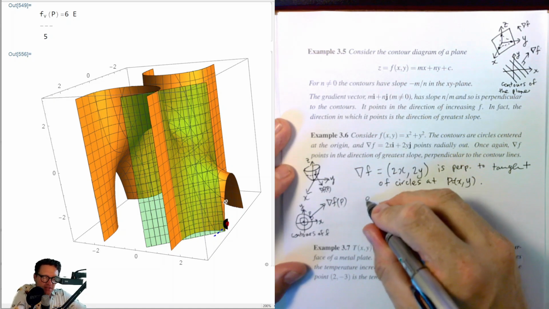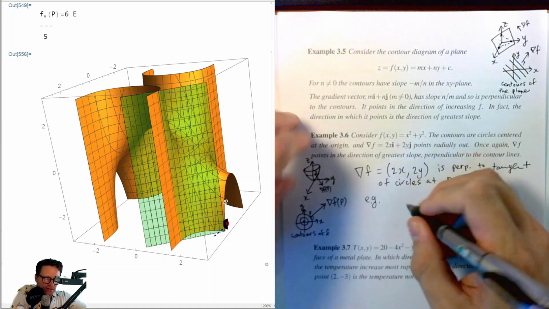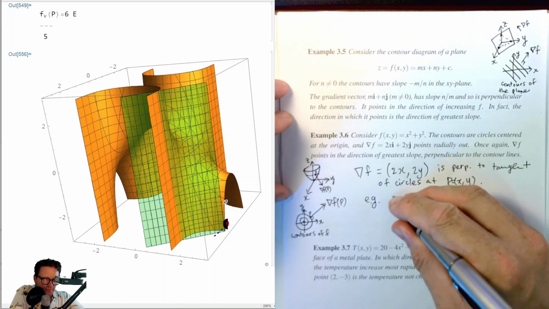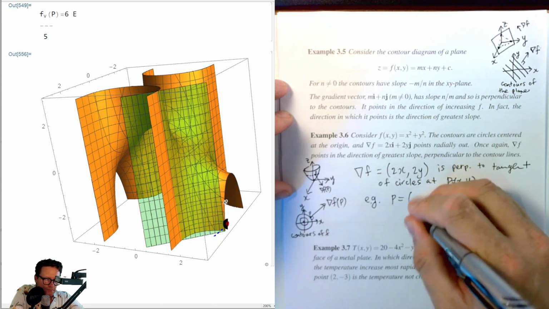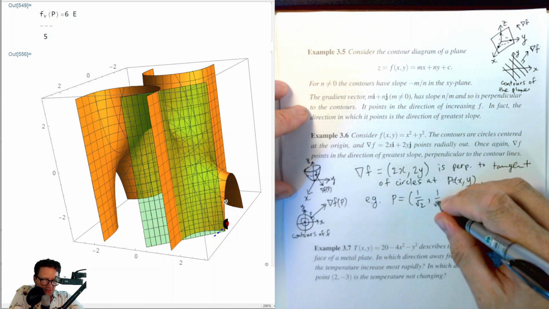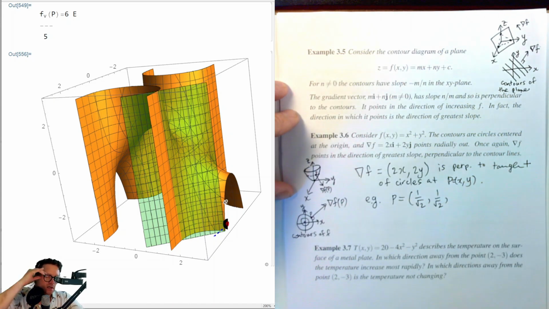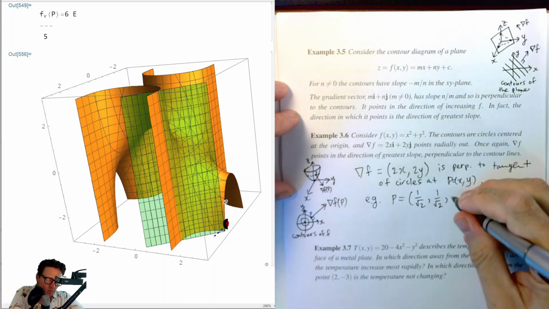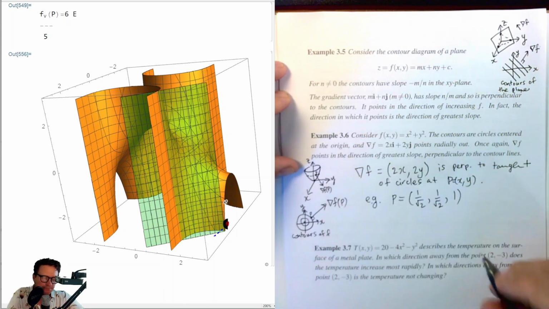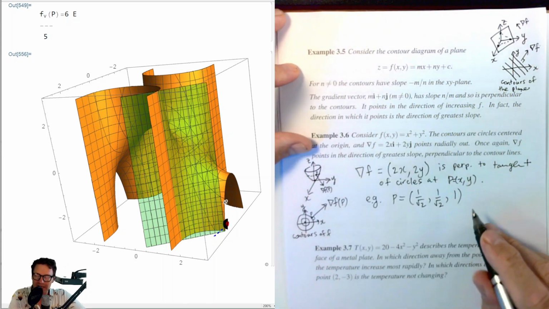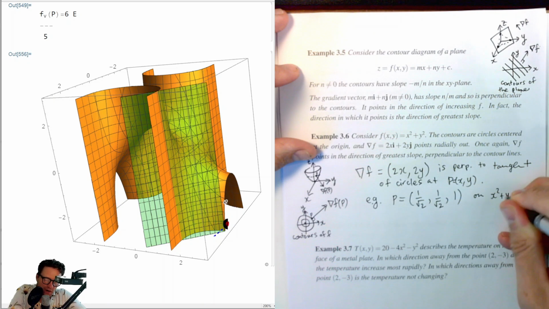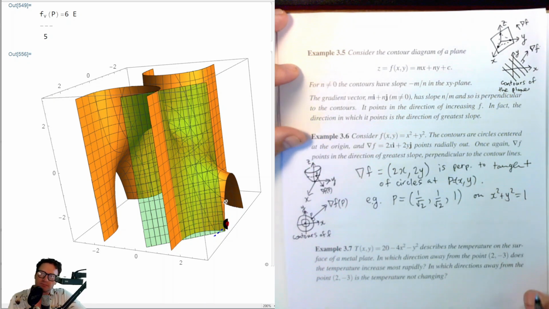Okay, let's take an example, e.g. if I'm looking at the point 1 on root 2, 1 on root 2, all right, what's the z coordinate? It would be, so 1/2 plus 1/2 is 1, all right? So this is a three-dimensional point. Let's say it's there. So if this is P, then this is on the contour x squared plus y squared equals 1, so the unit circle.